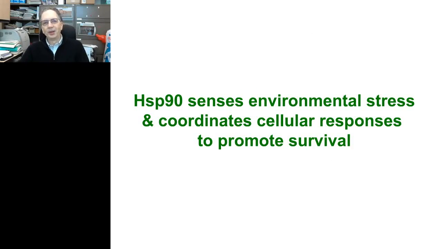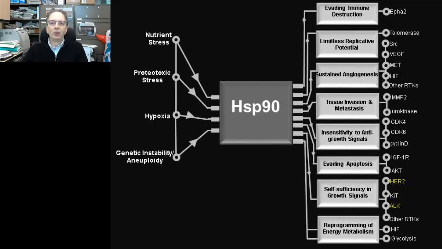Another way of looking at this is that a normal function of HSP90, both at the cell, tissue, and organismal level, is to sense environmental stress and to coordinate the responses of cells, tissues, and organisms to such environmental stress to promote survival. So it's not a big leap to consider the fact that cancer cells generally exist at all times in the presence of one type of environmental stress or another.